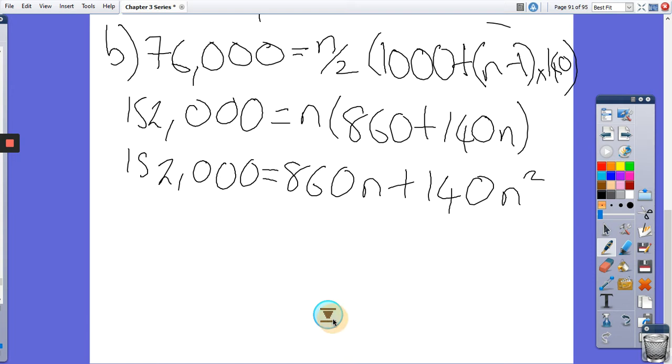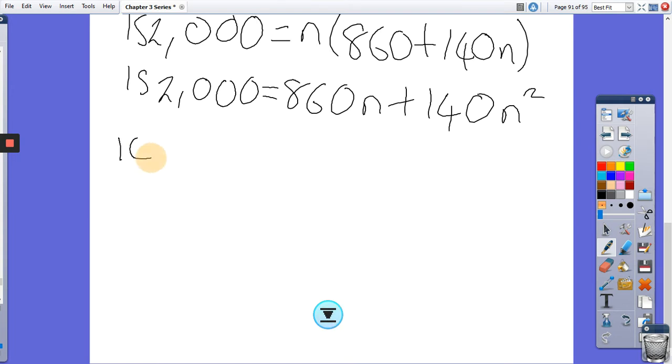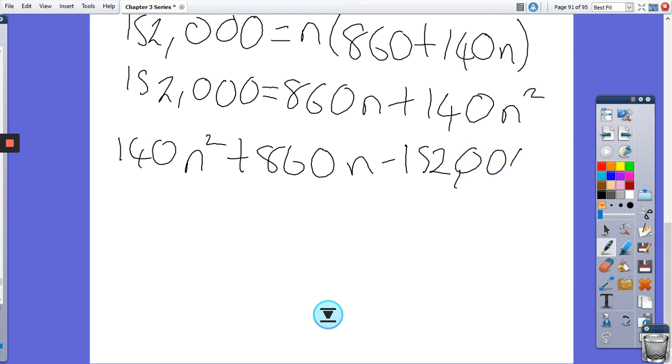Take the 152,000 over to the other side, so you've got 140n squared plus 860n minus 152,000 equal to 0. Right, now, as I said before, we don't need to do anything more than just reaching for our calculators, sticking it in, and you should get an answer out, one that's negative. Well, you can't have a negative n, discard that immediately, and if I remember correctly, you get a decimal answer. You get a 30 point something.